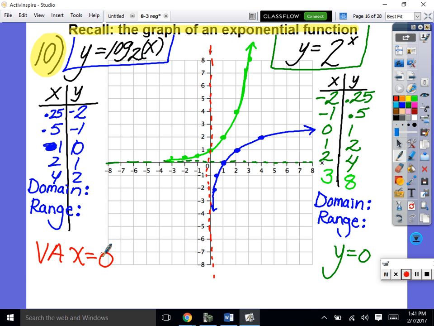Okay, let's talk domain and range on both of these. So let's look at our green function, our exponential. What's the domain from left to right?